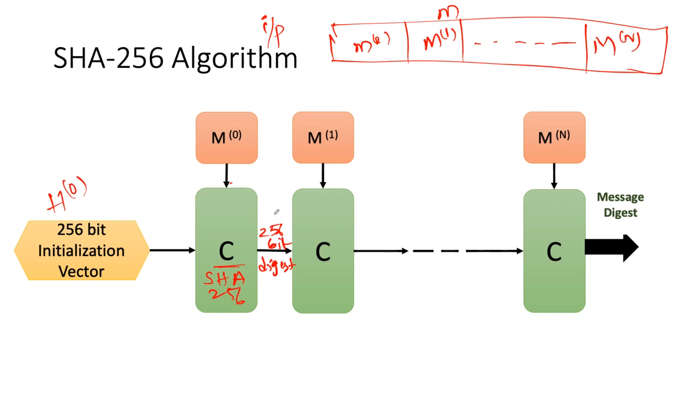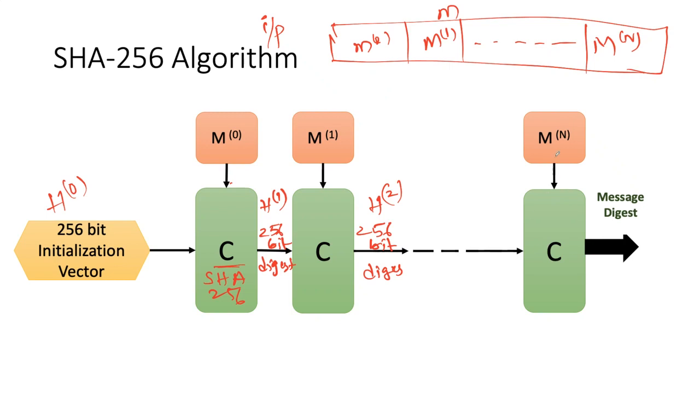That digest, we call your h to the power of 1 digest. That will be given as an input to the compressor, and the compressor takes another round of your next block, that is m to the power of 1, and it generates the 256 bit compressed size of the next digest, that we call h to the power of 2. And this process continues.